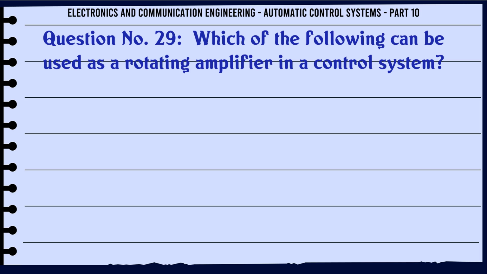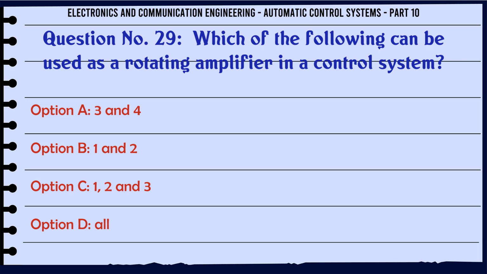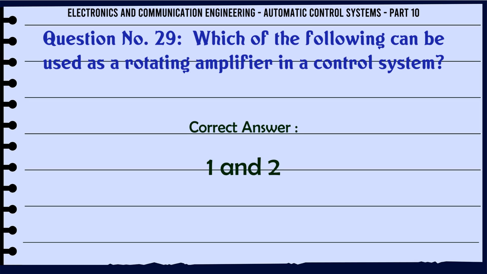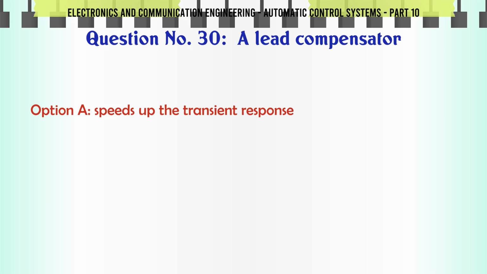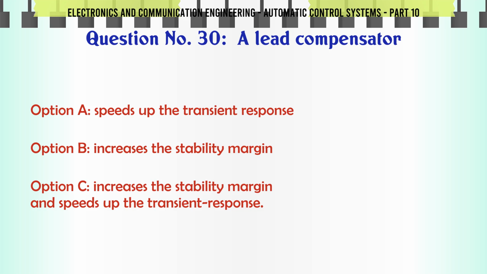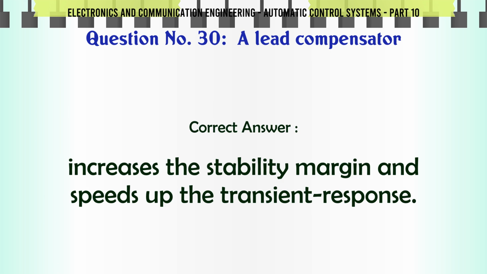Which of the following can be used as a rotating amplifier in a control system? A, 3 and 4, B, 1 and 2, C, 1, 2 and 3, D, all. The correct answer is 1 and 2. A lead compensator: A, speeds up the transient response, B, increases the stability margin, C, increases the stability margin and speeds up the transient response, D, none of the above. The correct answer is increases the stability margin and speeds up the transient response.